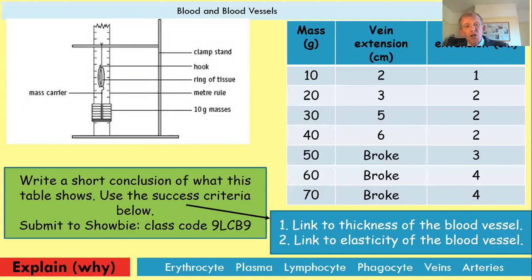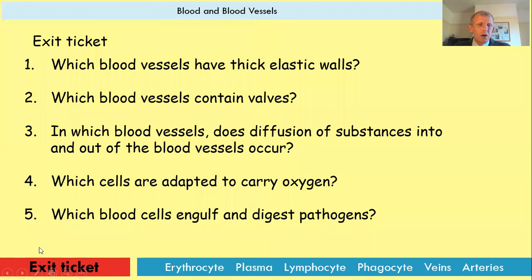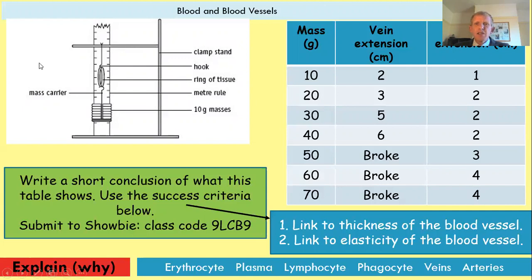But have a go at trying to see if you can write a short conclusion for this practical, where you're hanging weights on different types of blood vessel and you're measuring how far they stretch and how much weight is required before they break. Cool, guys. Use this table of results to write your conclusion and submit it on Showbee, class code 9LCB9.